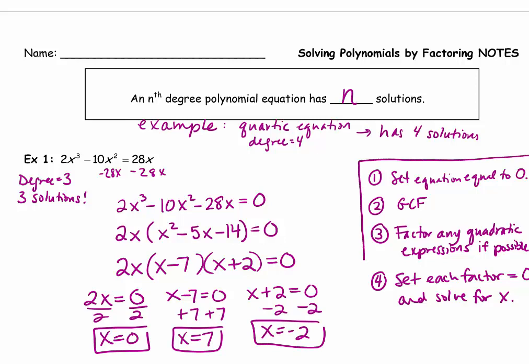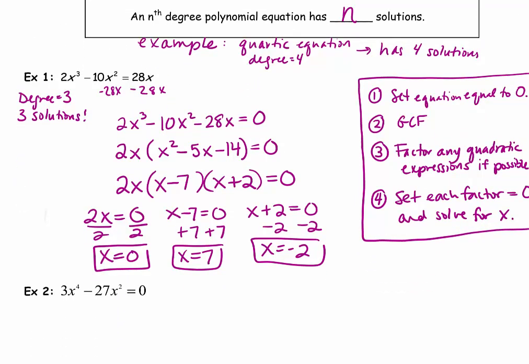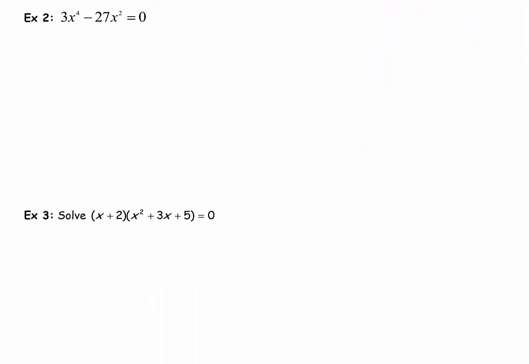So we're going to follow these directions for the next 2 problems. The first direction said set the equation equal to 0. Well, this one's already equal to 0, so that step's done. The next step says to find the GCF and factor it out. This GCF is going to be 3x squared, because both of these terms have a factor of x squared. Let's factor that out. That would leave us with an x squared for the first term and a negative 9 for the second term.